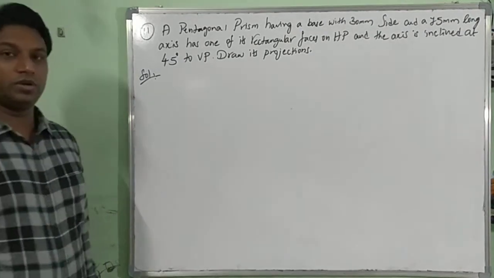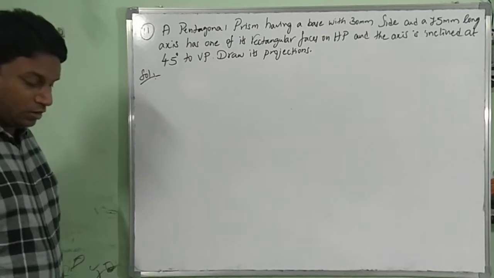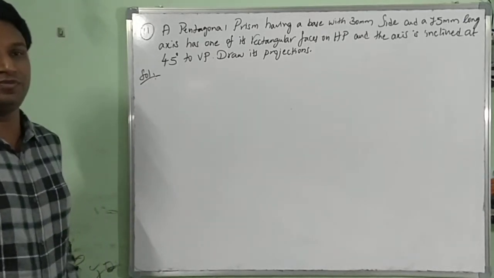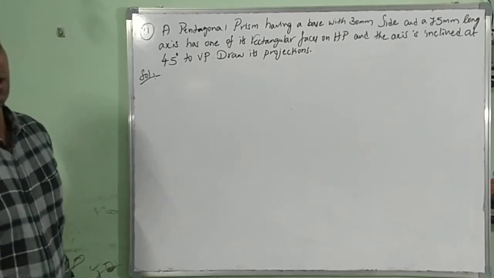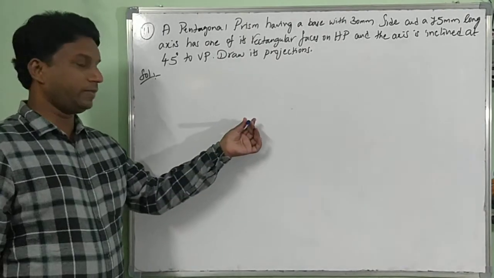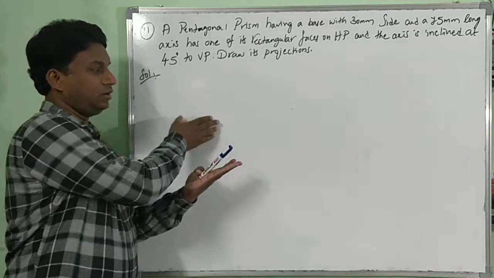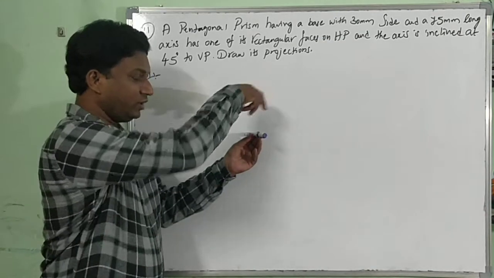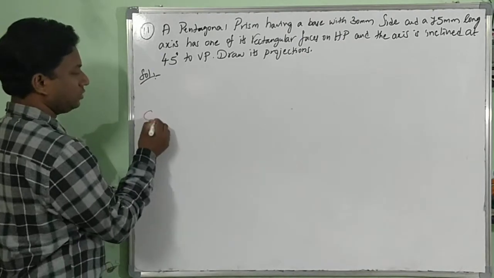Hello students, welcome to our next video tutorial on engineering graphics and design subject. We are at unit number 1, projections of solids. As part of projections of solids 1, exercise 1, we are dealing with cases: axis perpendicular to HP, case 1; axis perpendicular to VP, case 2; axis inclined to HP parallel to VP, case 3; axis inclined to VP parallel to HP, case 4.